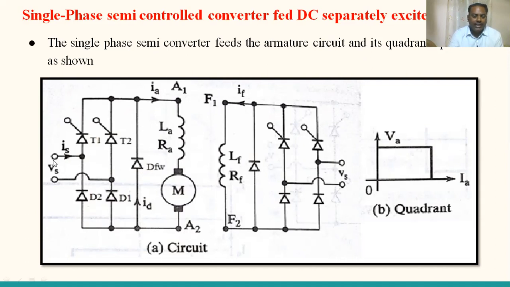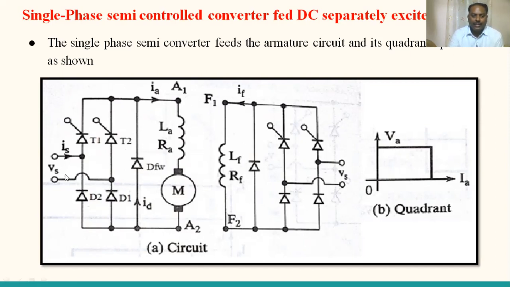You see here the single phase supply, as usual phase and neutral. It is an AC supply, single phase 50 Hz. This is a bridge type, with two arms, each arm consisting of two switches. This is the first arm, this is the second arm, where T1 and T2 are the controlled switches, and D1 and D2 are the uncontrolled switches. That is the reason it is known as a semi-controlled converter.